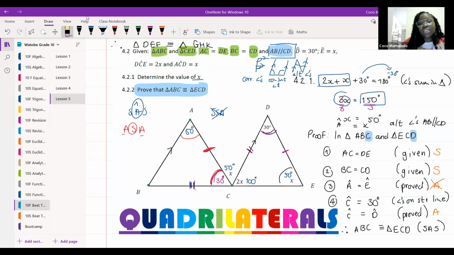In the case of angle, angle, side, we have to go angle, angle, and then that side. So the order does matter, guys. It's very important that we do these things in the correct order.